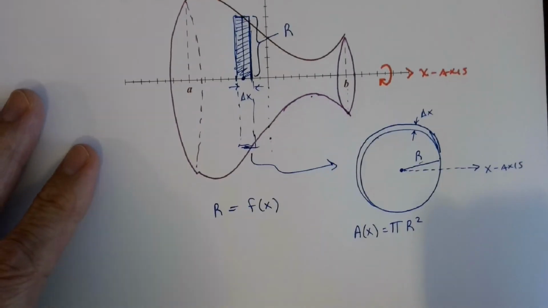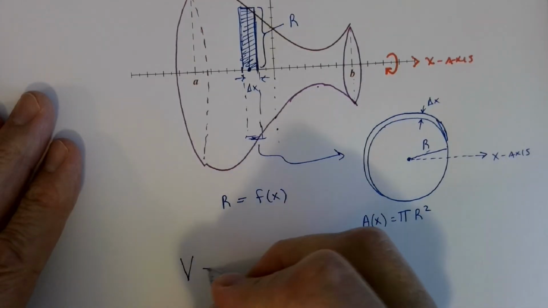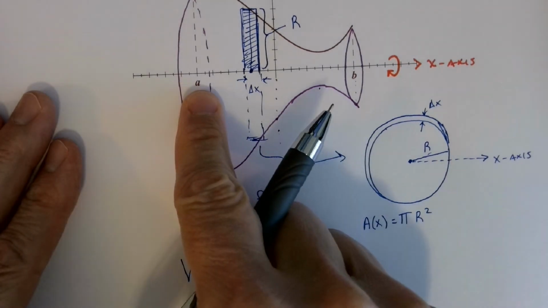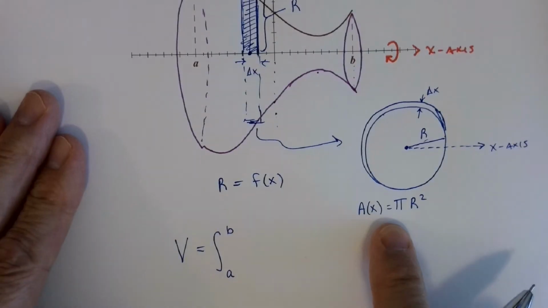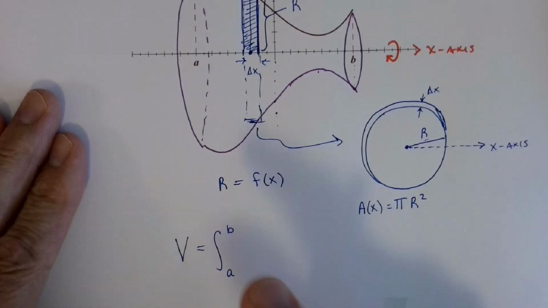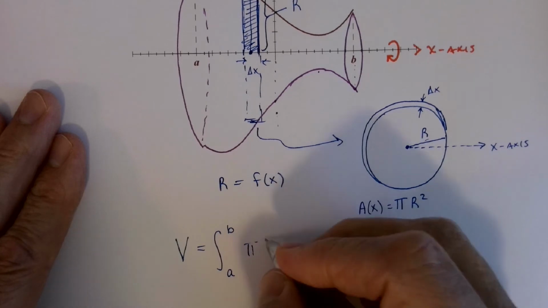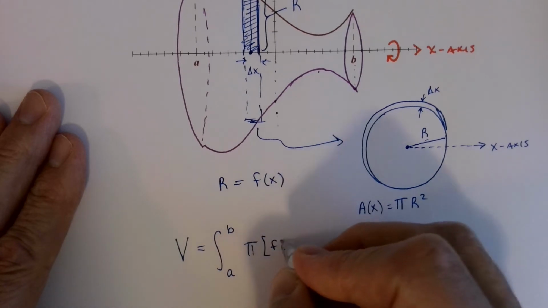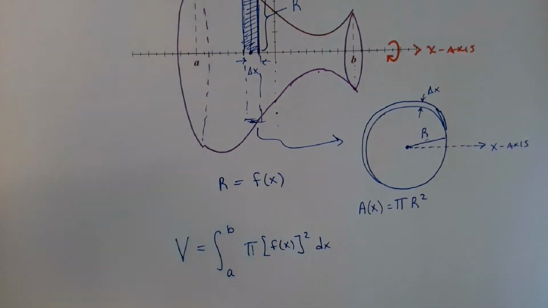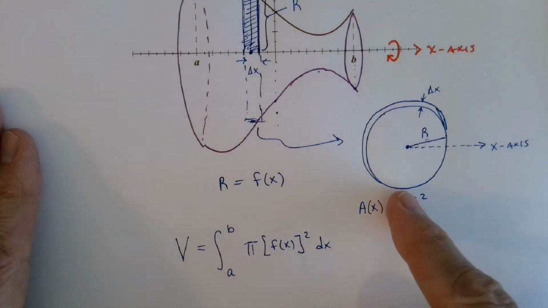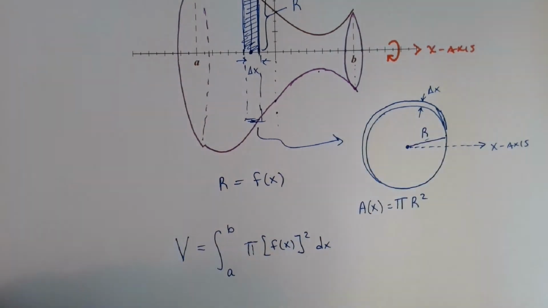And so what we have then is that our volume, if you remember, is integrating along the x-axis from A to B, and we just integrate this cross-sectional area, which is pi r squared, or pi what? F of x, quantity squared. Okay, and because we get thin circular discs out of this method, we call it the disk method. The disk method.